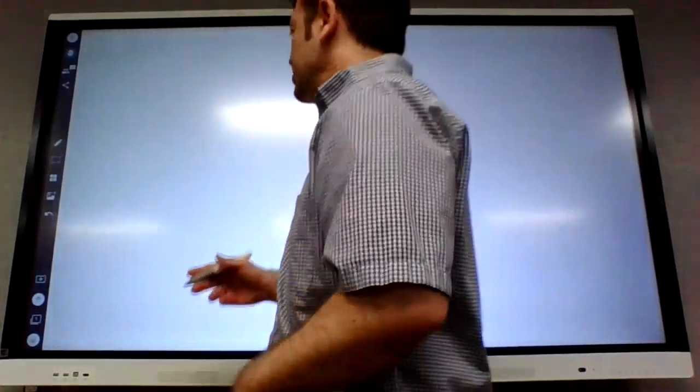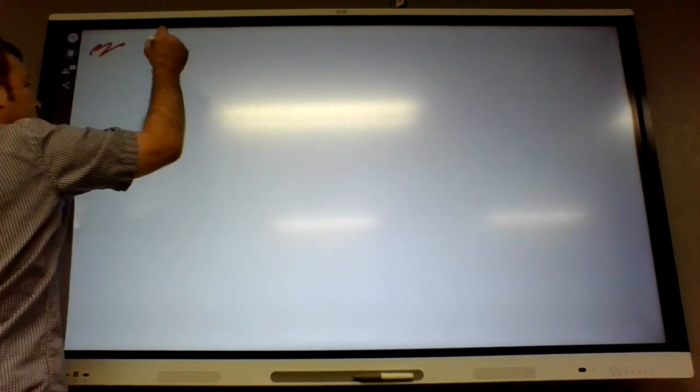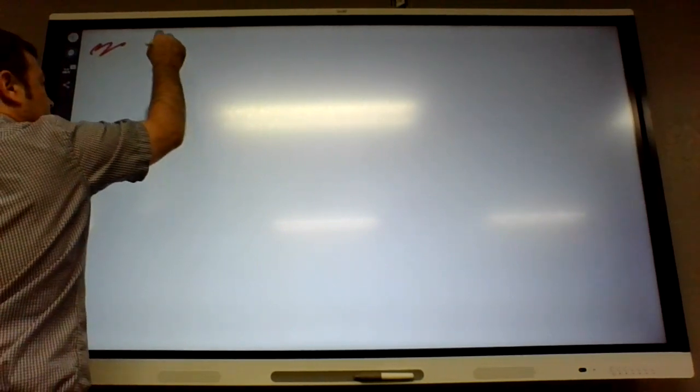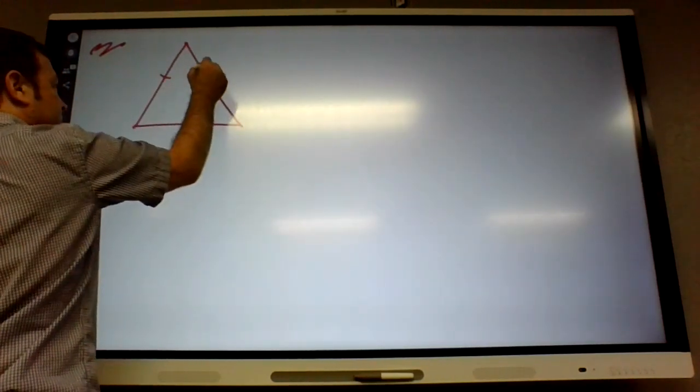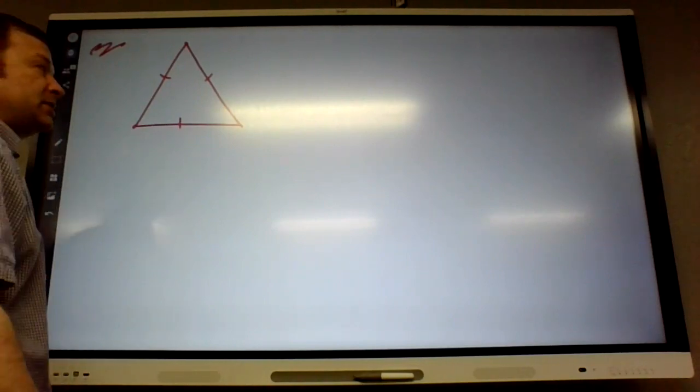About triangles. This part you might remember. Let's start with this. If all three of these sides are the same, what kind of triangle is it?